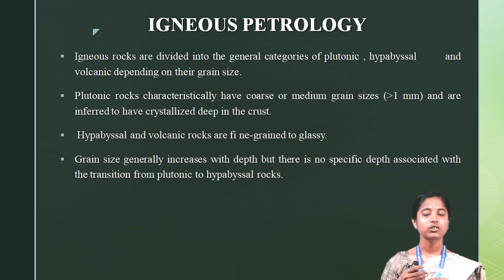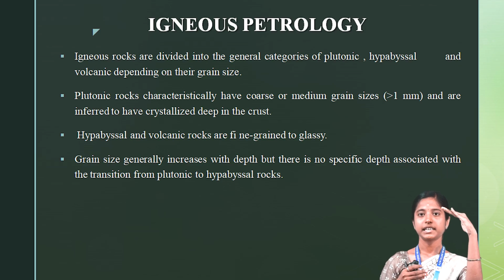Hypabyssal and volcanic rocks are fine grained to glassy. Hypabyssal is medium to fine grain, and volcanic rocks are very fine grained to glassy in structure. That shows a volcanic rock. Volcanic rocks crystallize at the surface, and hypabyssal rocks crystallize at a shallow depth. Hypabyssal rocks come between the upper volcanic rock and the deep plutonic rocks. The intermediate sector is called hypabyssal.